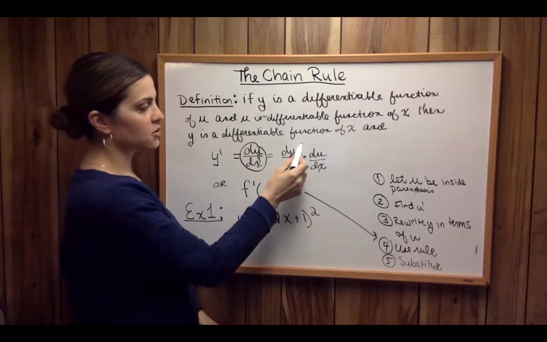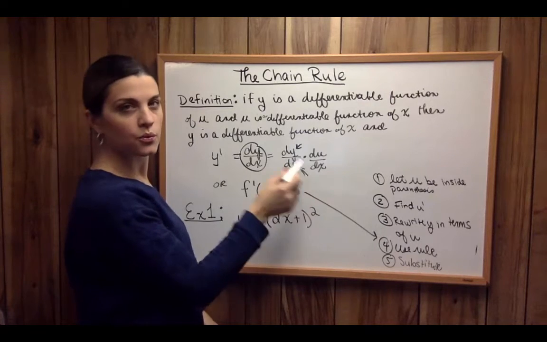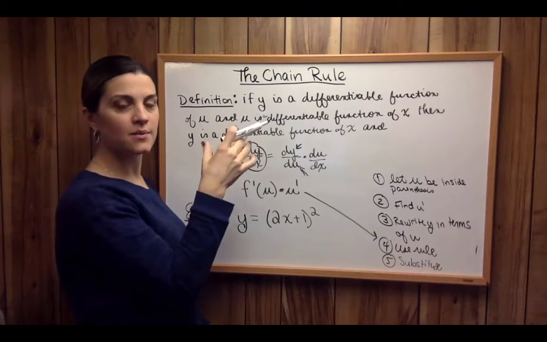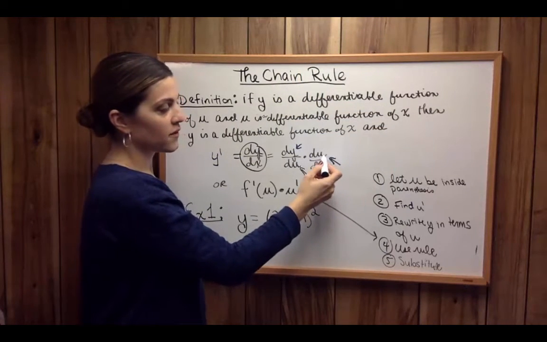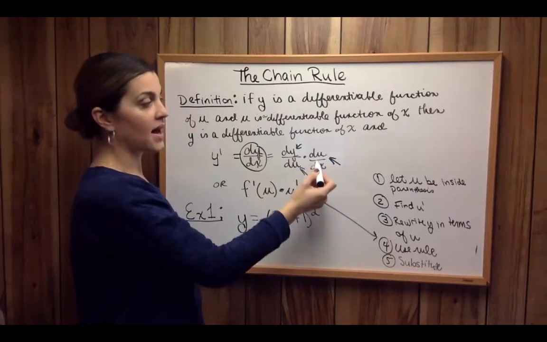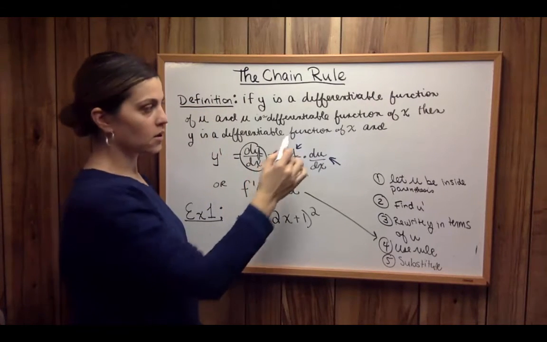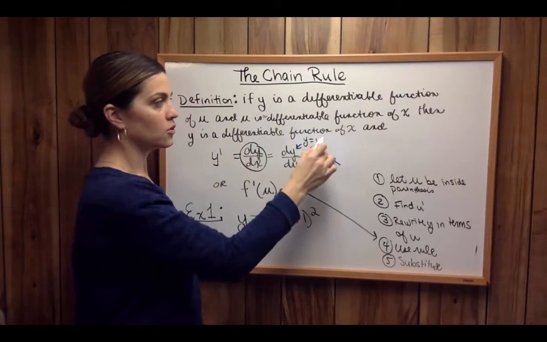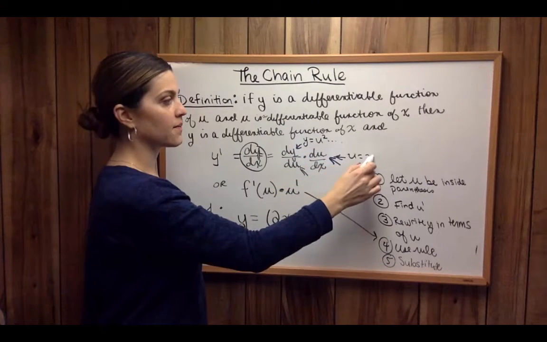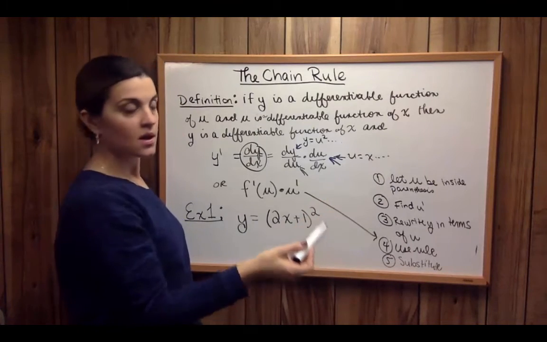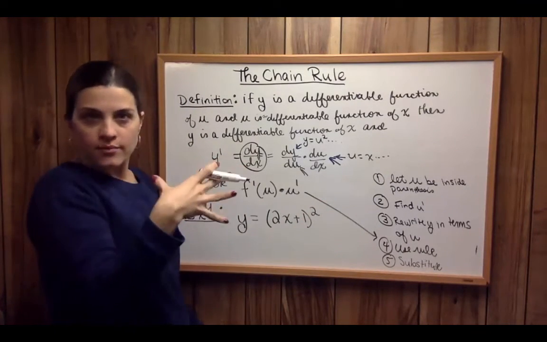This means you're going to take the derivative of y with respect to u, which means your y equation is going to have all u's in it. This means you're going to take the derivative of u with respect to x, which means you'll have a u equals equation with all x's in it. So this is like y equals u's, and this is u equals some x's. That's the basic idea.